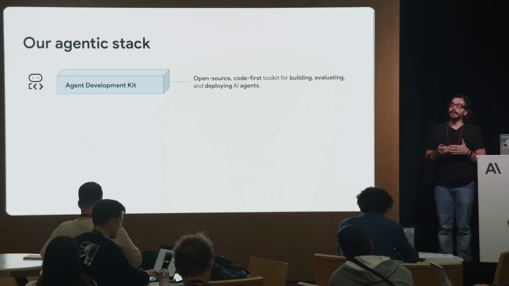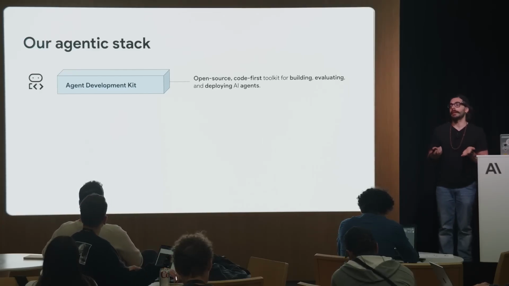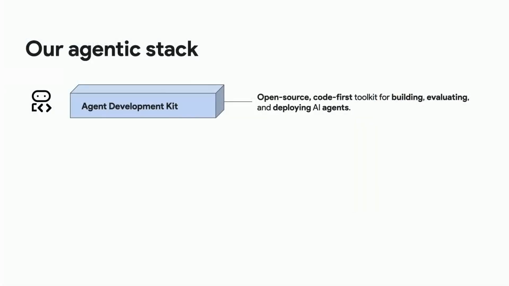With these challenges in mind and these three main reasons that we want to address, that's why we defined our own agentic stack on Google Cloud. And our agentic stack is composed of four main components. The first one is Agent Development Kit, which is an open source, code first, and developer friendly framework that will allow you to build, evaluate, and deploy your agents at scale.